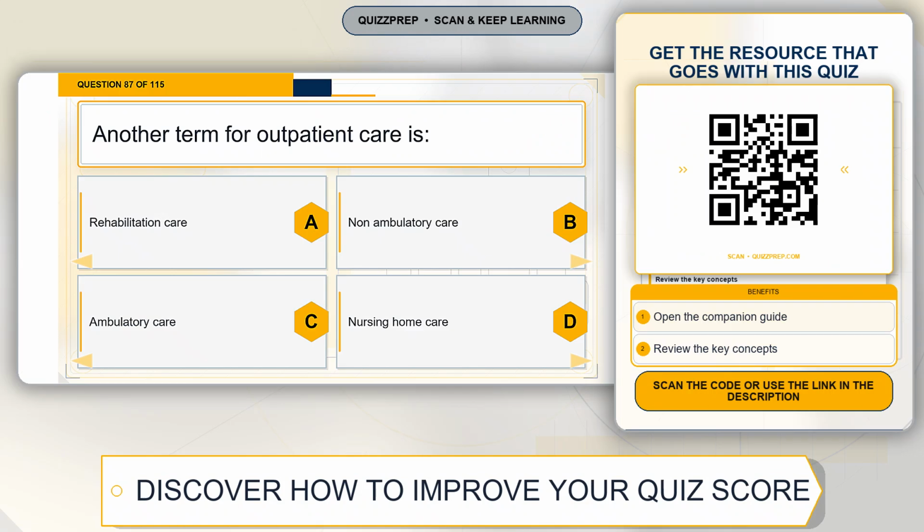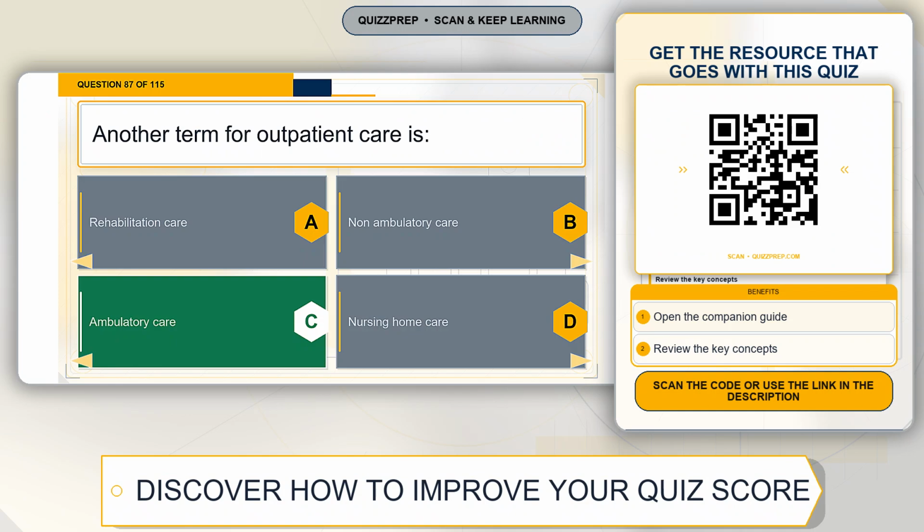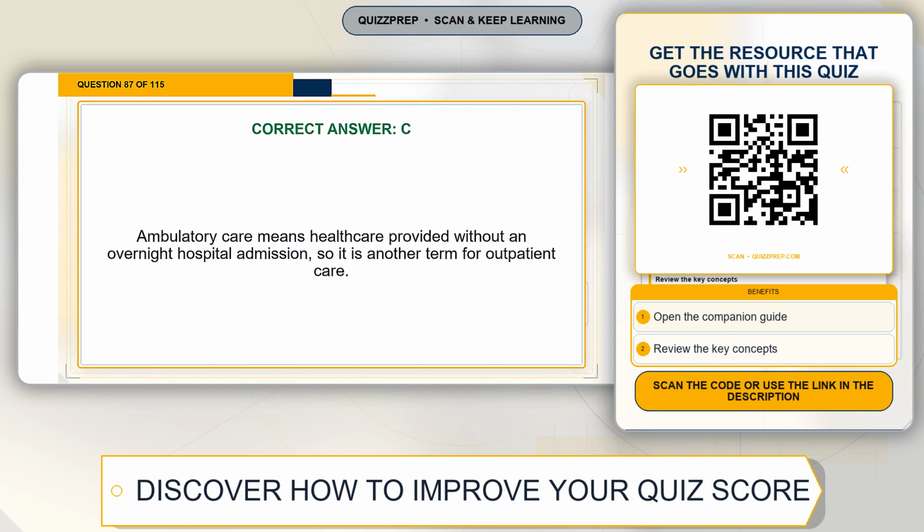Question 87. Another term for outpatient care is: Option A, rehabilitation care. Option B, non-ambulatory care. Option C, ambulatory care. Option D, nursing home care. The correct answer is option C, ambulatory care. Explanation. Ambulatory care means healthcare provided without an overnight hospital admission, so it is another term for outpatient care.